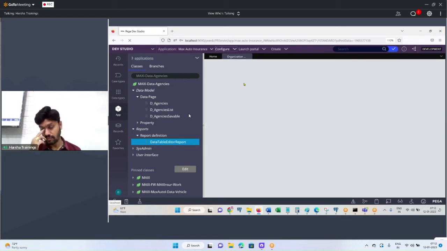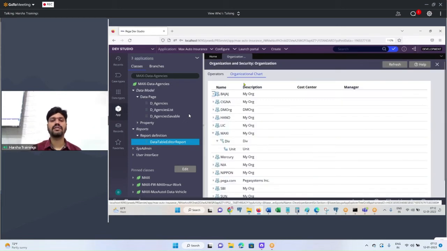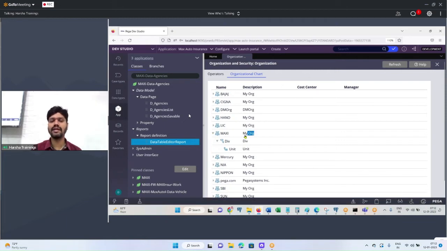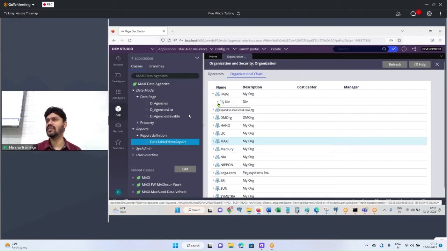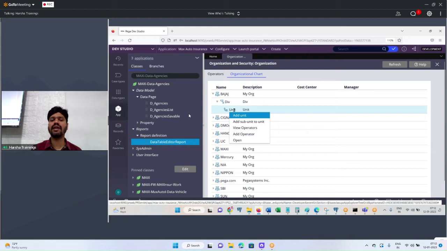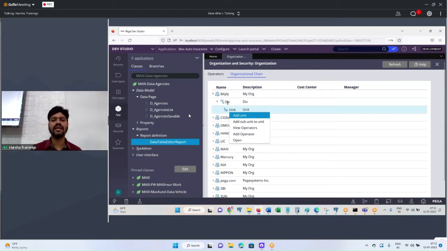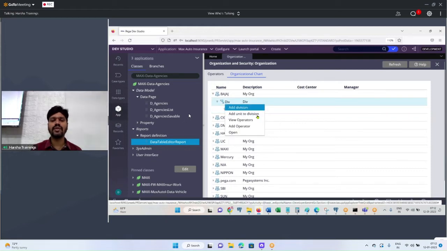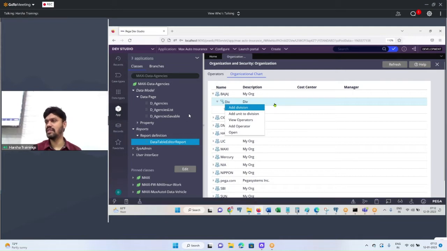Don't bother about navigations. This is the organization level, you can see here, right? This is the organization level. The first one I will show you, Bajaj, is the organization. Under that, I have not given any specific names, just division and unit. If I right click on a unit, I can add a subunit to a unit. That is possible. If I right click on a division, you can add a unit to a division. You can add a division, but there is no subdivision provision here. But in reality, there can be.